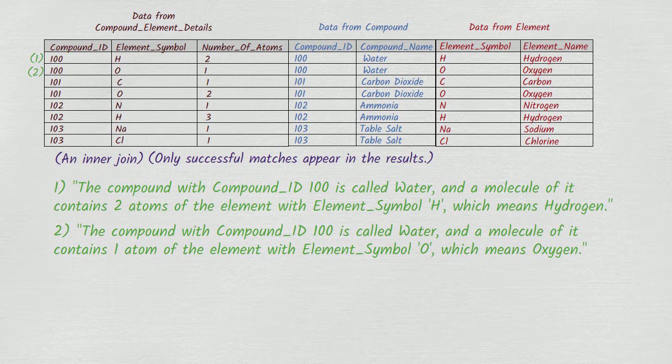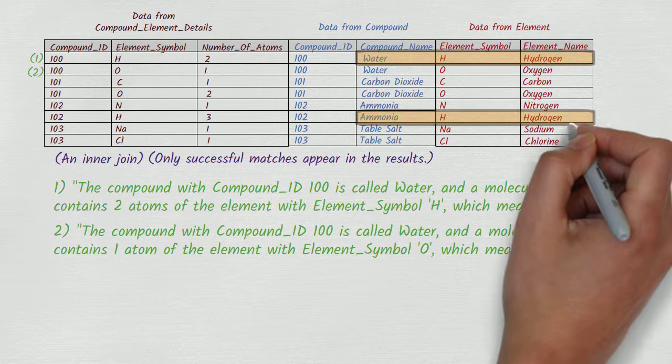Finally, we are in a position to answer our question: what are the names of compounds that contain the element named hydrogen? To do this, we look in our join results and find the rows that have element name equals hydrogen. There are two such rows, one for compound name water, and another for compound name ammonia.